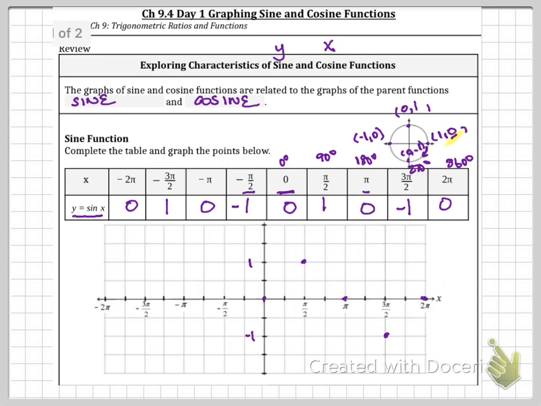And then let's go backwards. So at negative pi over 2, we're at -1. At negative pi, we're at 0. At -3 pi over 2, we're at 1. And then at -2 pi, we're at 0. So if we were to graph these points out, or make a smooth curve through these points, this is what it would look like.